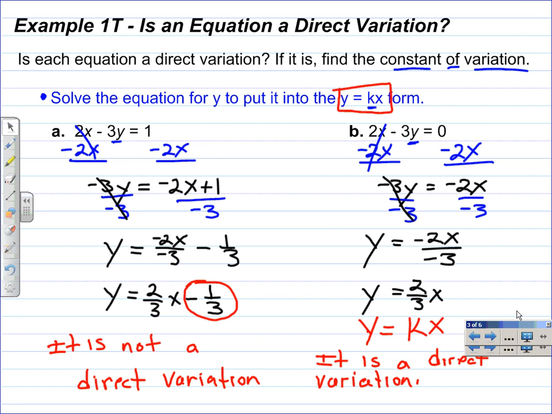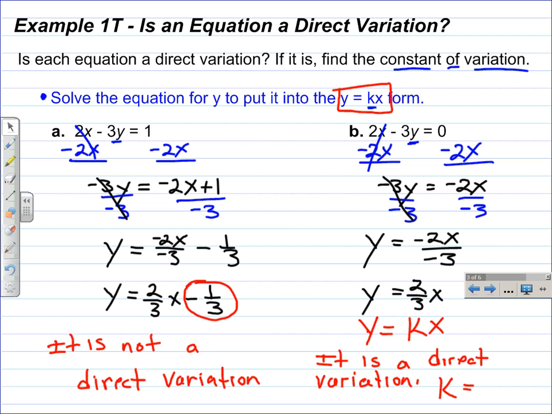And its constant of variation, or k in this case, is equal to 2/3. Remember, to determine if an equation is a direct variation, we have to be able to put it into this form, y is equal to kx.